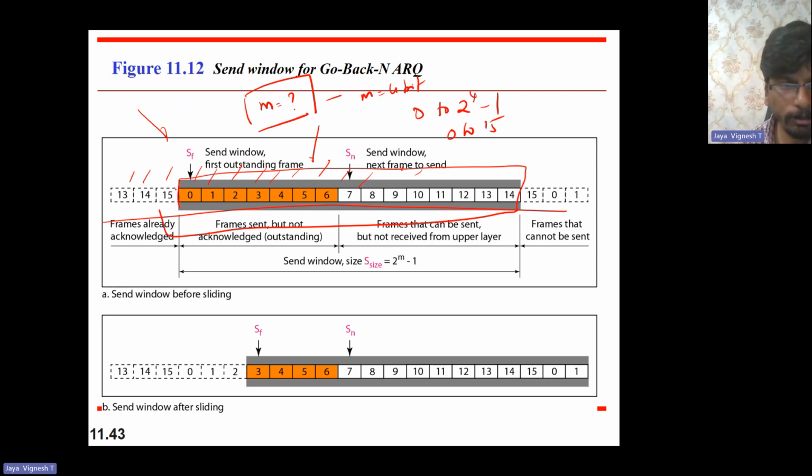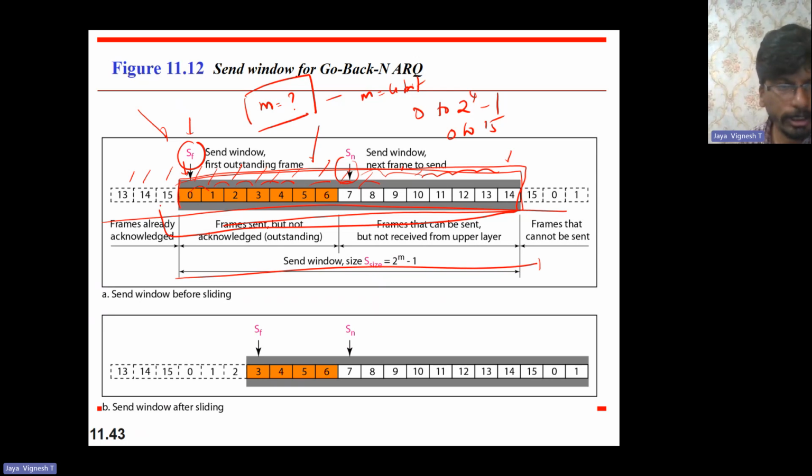The maximum I can transmit is 15 frames. The first frame that I have transmitted is called the first outstanding frame, and I'm tracking that with the SF variable. Every time I transmit my next frame until I fill the window, my SN value keeps incrementing. SN is the next frame that I can send, so it keeps incrementing till I can send a maximum of 15 frames, that is, till the size of the window, which is the S size variable.